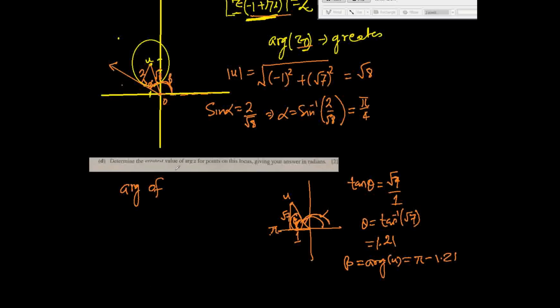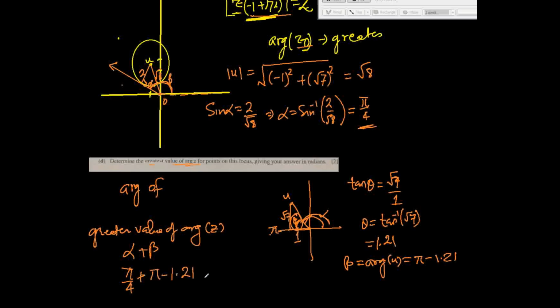Now finally, the greatest value of argument z on the locus will be alpha plus beta. Alpha we got as pi by 4, beta we just got as pi minus 1.21, and in radians, if I put this in my calculator, I get 2.71699, which we can round off to 2.72 radians, and that's the answer.